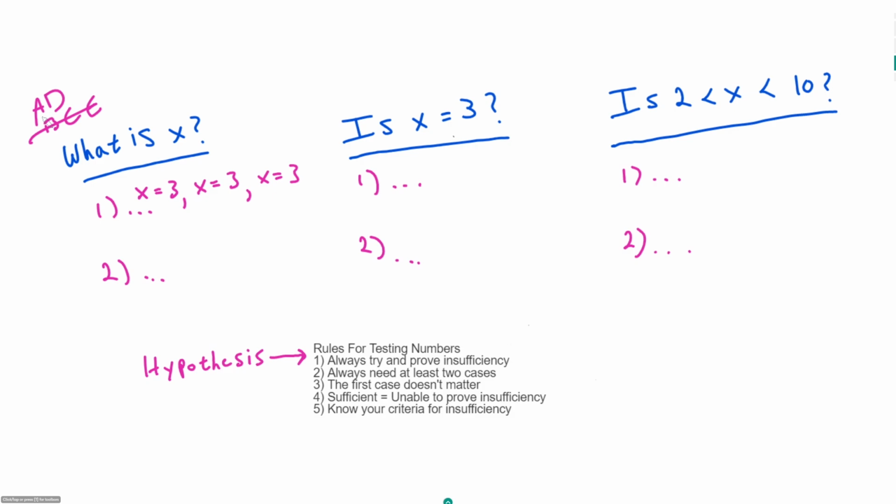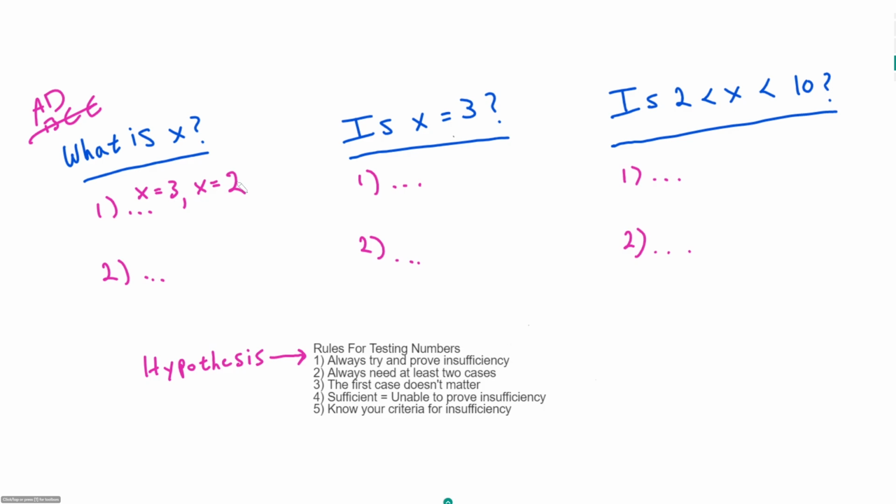What is possible, though, is to prove insufficiency, because to prove insufficiency, I only need 2 values. I only need, at a minimum, 2 examples, because once I get a value of X is equal to 3 here on my first example, if I can then get a second example of X is equal to 2, I have now proven insufficiency because I've come up with 2 different answers to my question, and I have proven it.